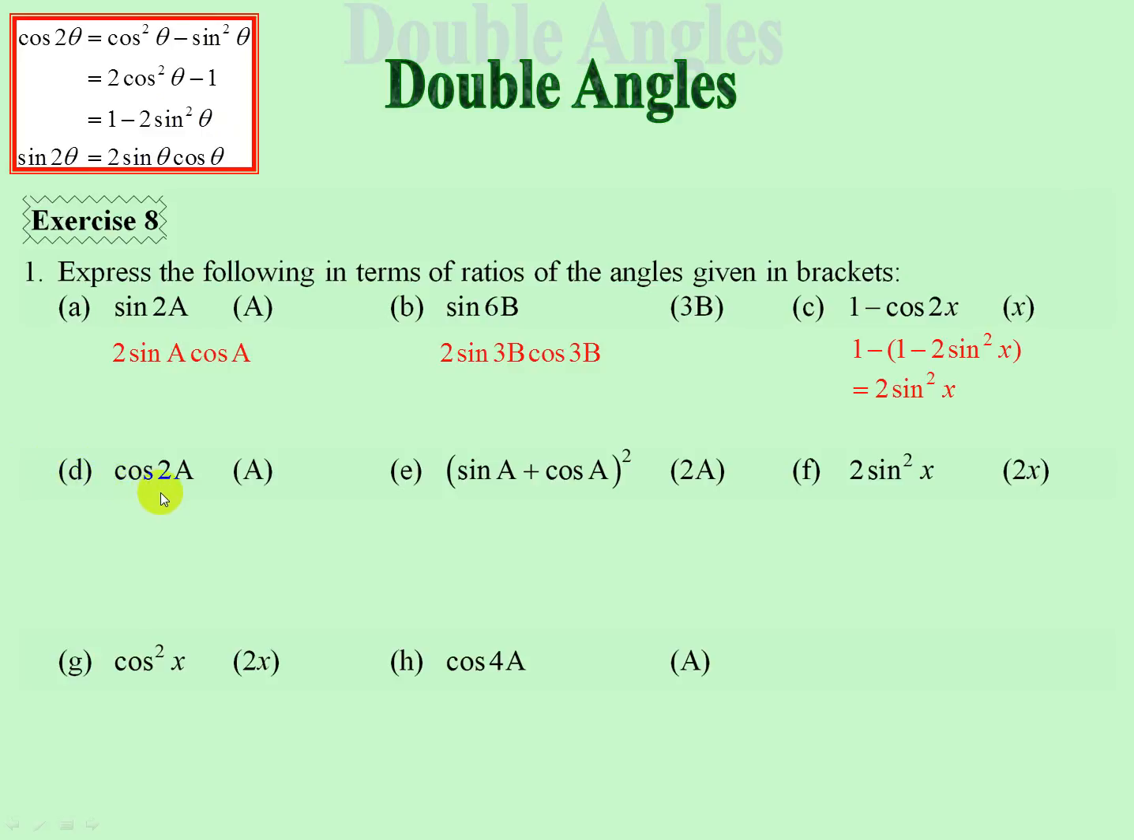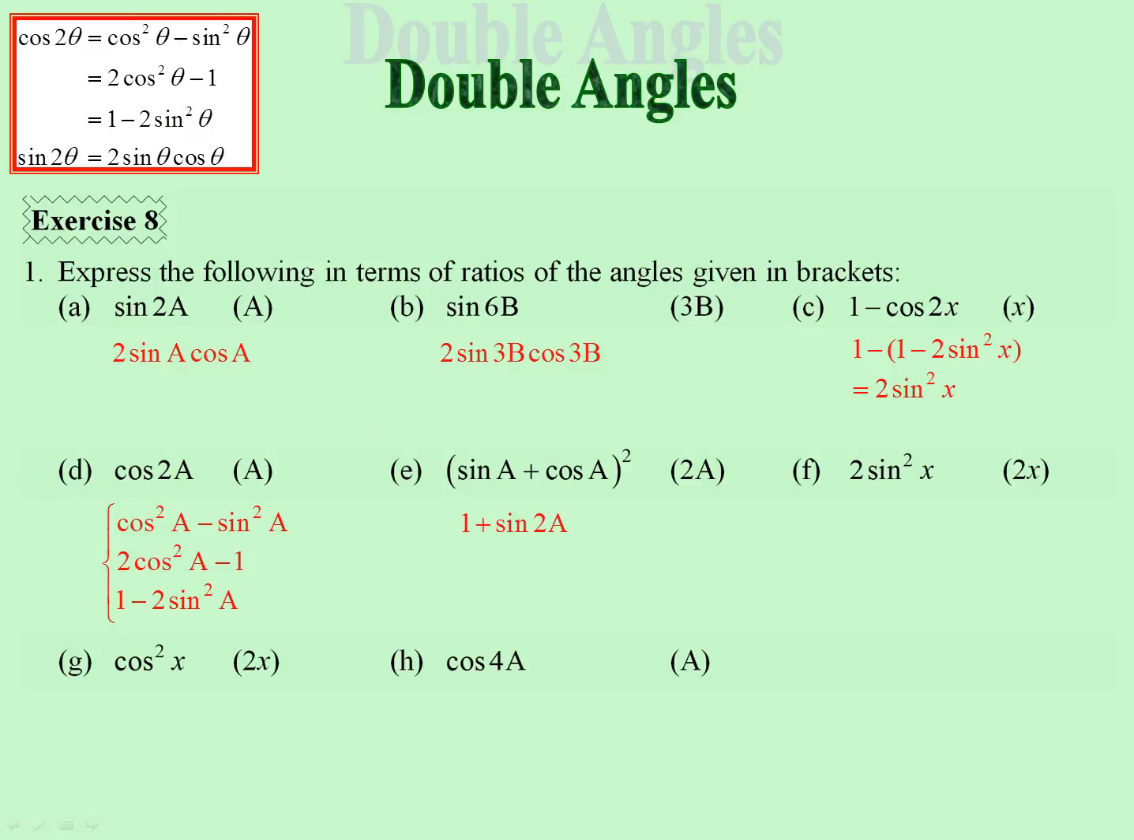Cos 2a in terms of a. Toughy, hey? Well, we have 3 of them. There we are, we write all 3 down. Sine a plus cos a all squared in terms of 2a.